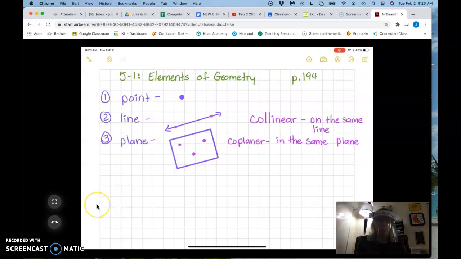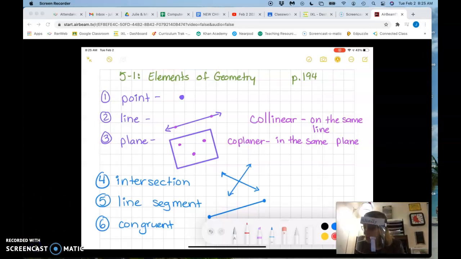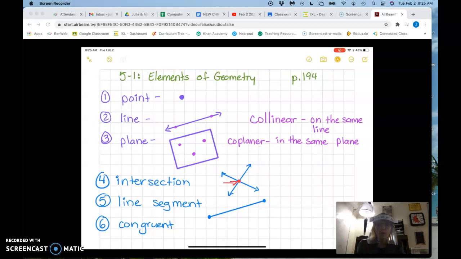Okay, so copy this down in your math journal and we'll be right back with some more. All right, so on the next 3 words that we have, intersection. Now the intersection is where 2 lines come together. So right there in the middle where those lines meet. A line segment is just a piece of a line. It does not have arrows on the end. It has points on the end because it has an ending point, a starting point and an ending point.